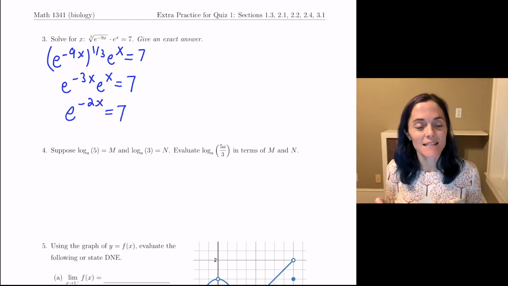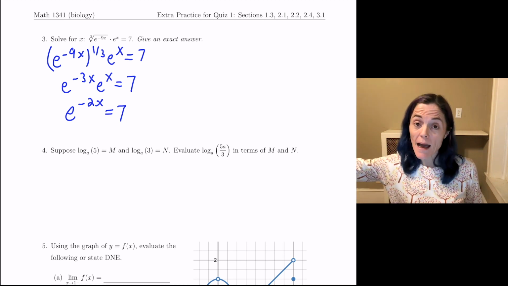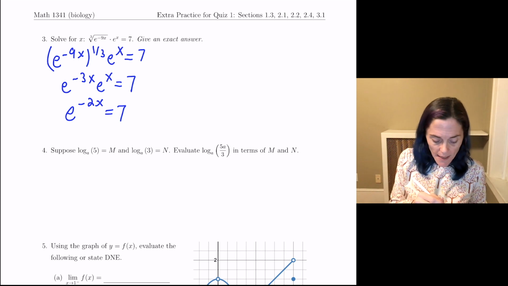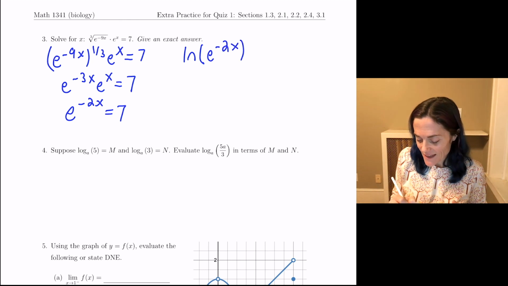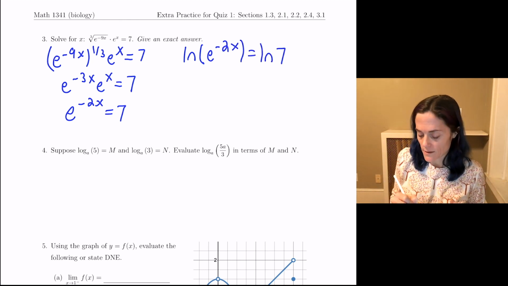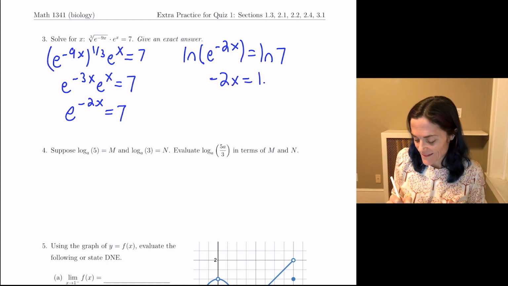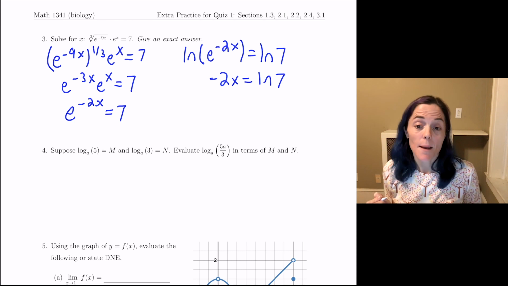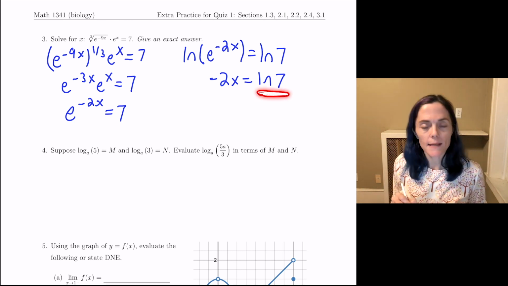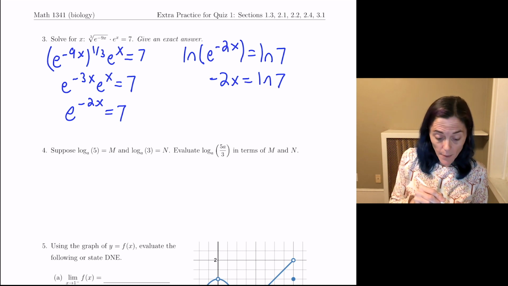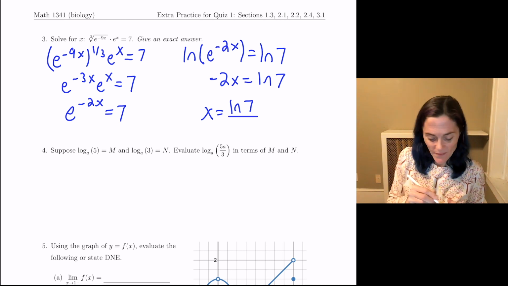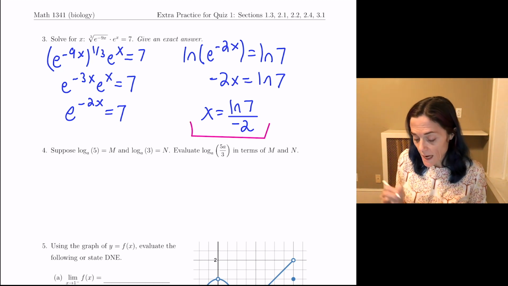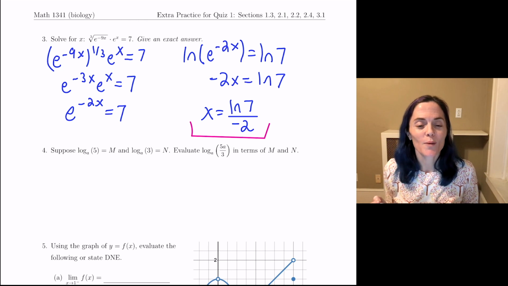How fantastic is this? At this point, we have e to a single power equals 7. We can apply the natural log to both sides. So ln of e to the minus 2x equals ln of 7. The left-hand side is minus 2x, and then the right-hand side is ln 7. Finally, divide by negative 2. x is ln 7 over negative 2. This is an exact answer. If you typed it in your calculator and rounded, it would no longer be exact.